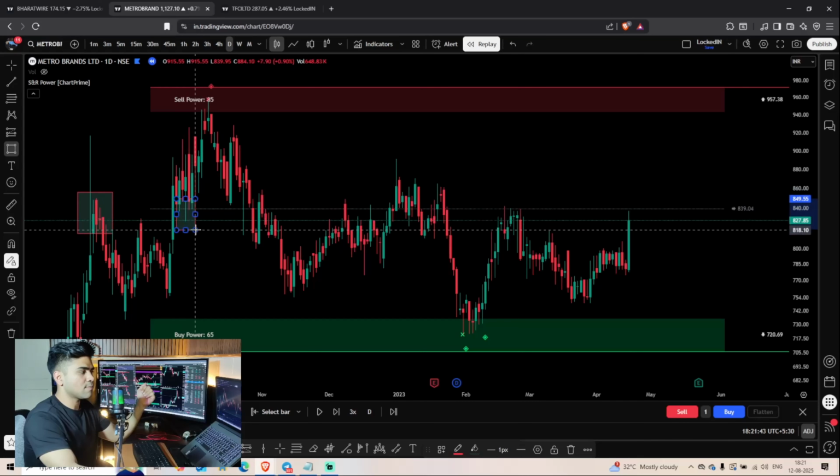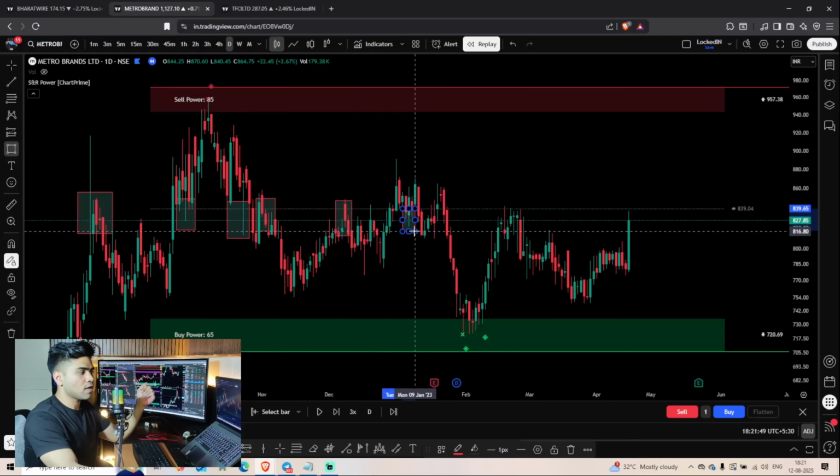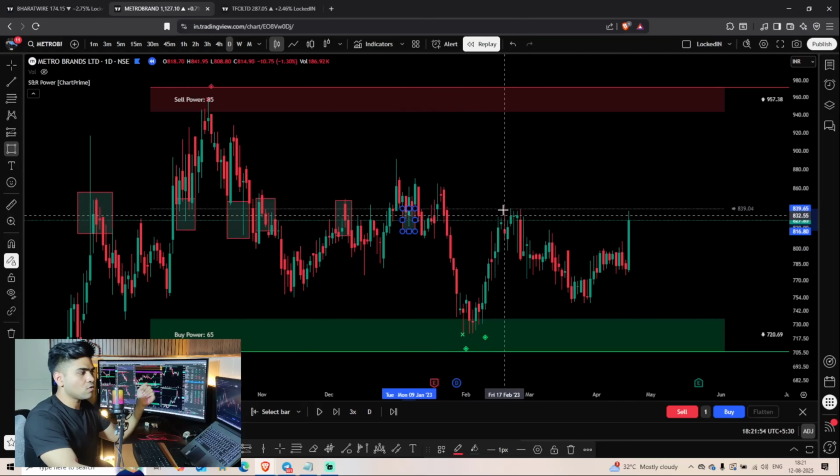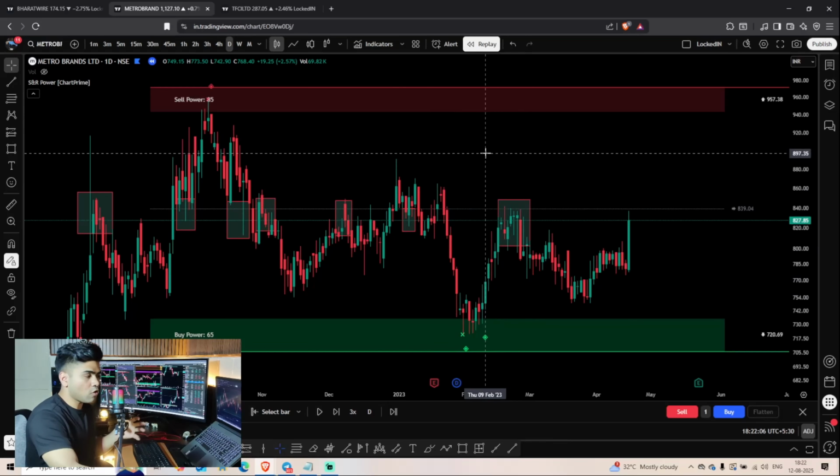Then it is taking support here, again a support wick. Then got rejected here, and then it is following it again. After the breakout, it's following it, right? Comes back down, comes back up, following here. So at minimum, at least 2 to 3 times, the middle line should be following the overall rejection.